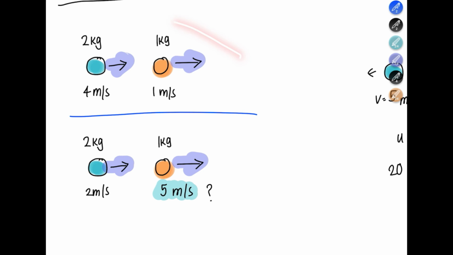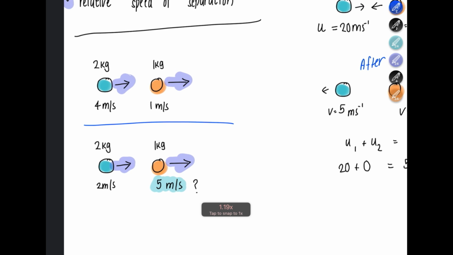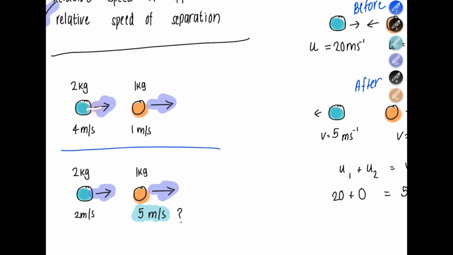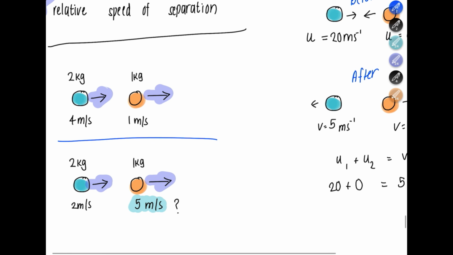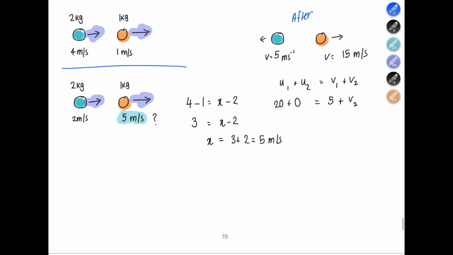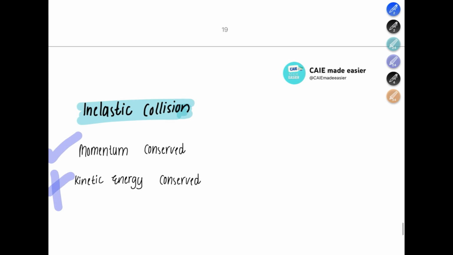Now in this example, these are two objects. They're both moving towards the right, and you have to find out if this speed is correct. The thing with relative speed of approach is that yes, it's also applicable when objects have different masses. When both of these objects are moving in the same direction, you have to subtract. So this is going to be 4 minus 1 equals x minus 2. So x is going to be 3 plus 2, which equals 5. So this is 5 meters per second. That is correct. Remember, you cannot use this formula if the collision is inelastic.